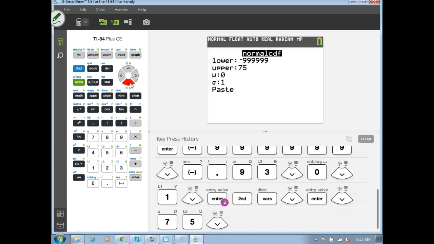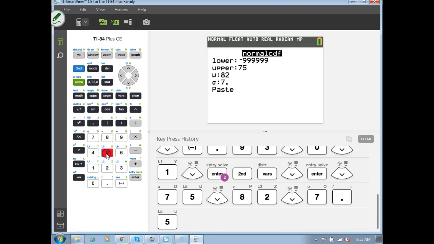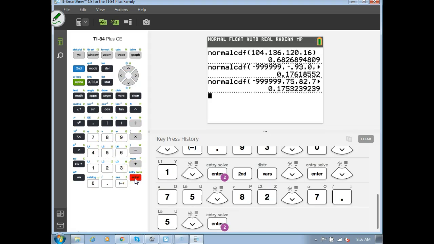From the original data, the mean was 82. Okay. And the standard deviation was 7.5. So this is our true data that we did not standardize. Back into the formula, and you get that.